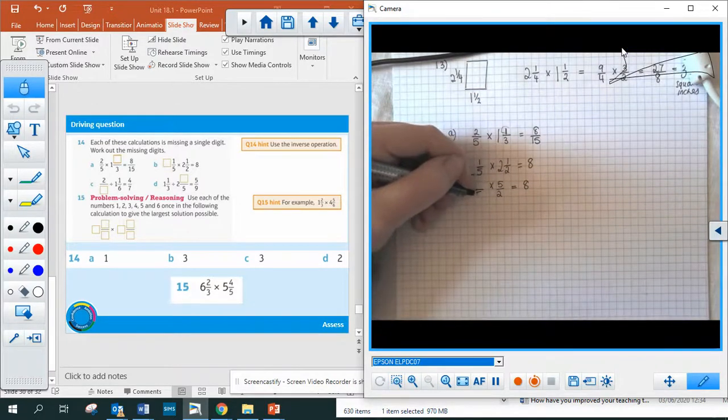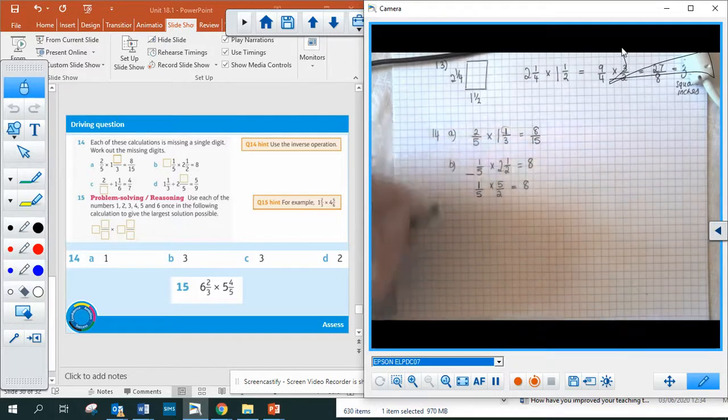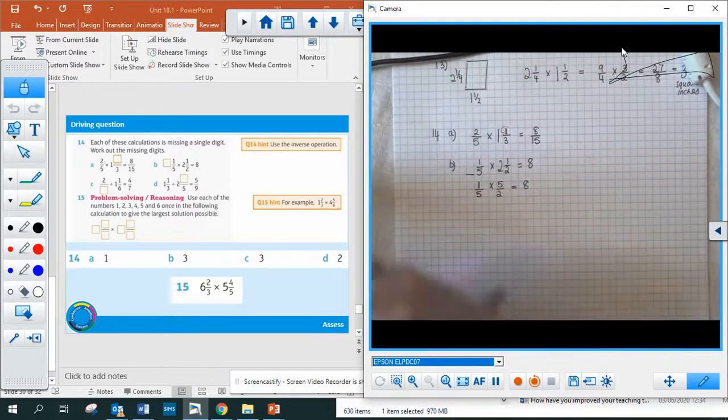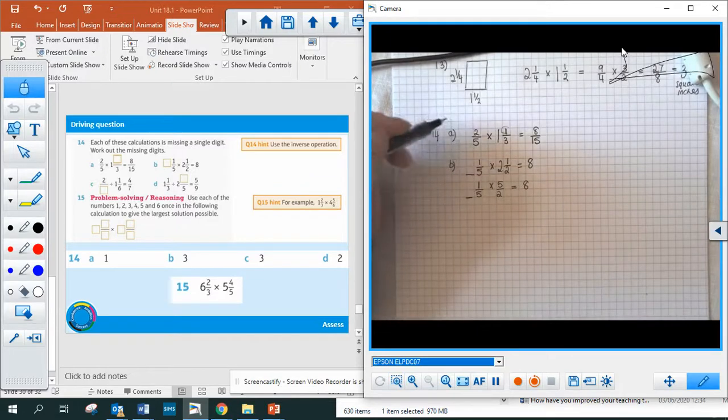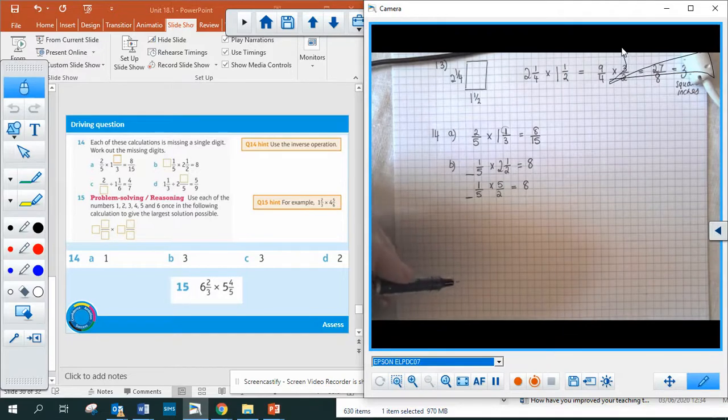This one's got a 5 and a 1 there, and I need to work out my blank. But actually, I'm not sure. It's not as easy as the other one to get back to that, is it? So as the hint says, use the inverse operation. So the inverse operation to multiplication is division.